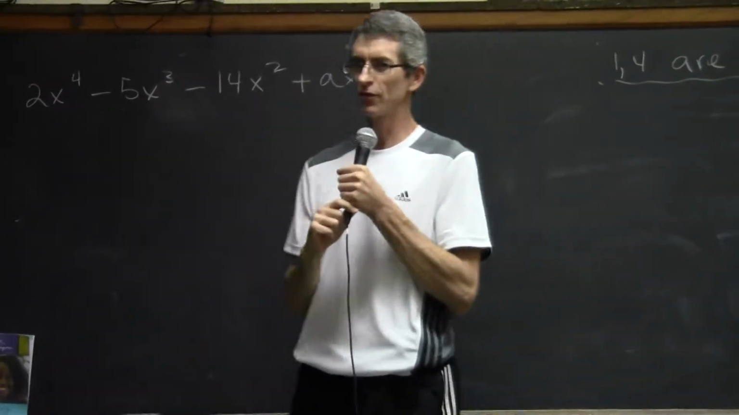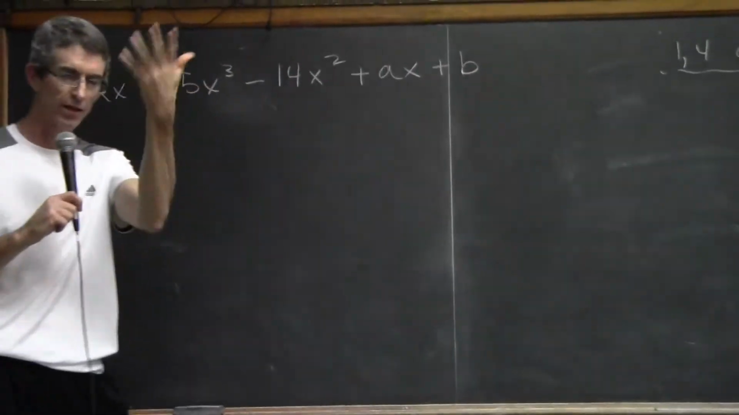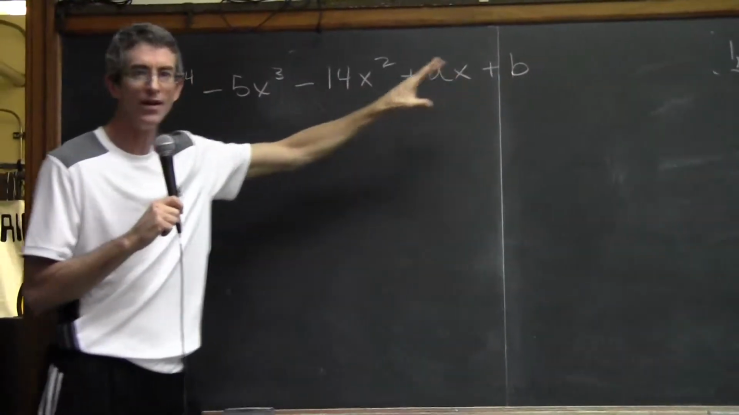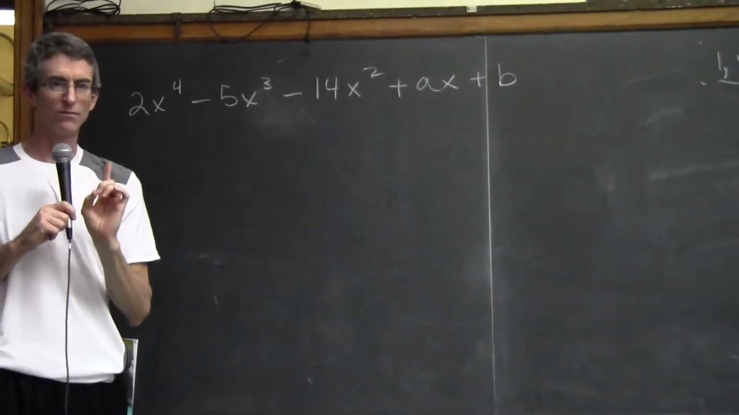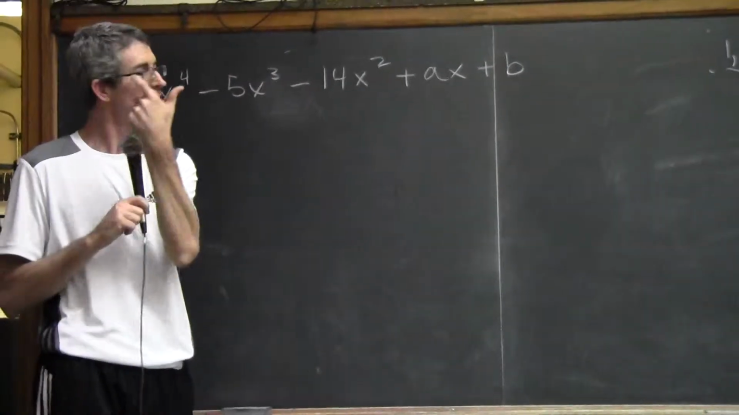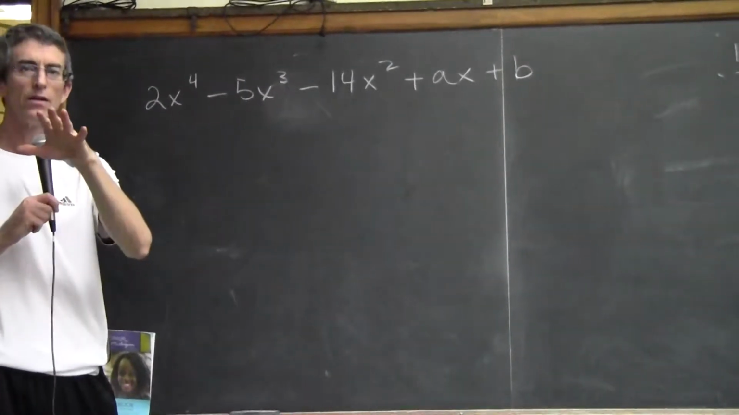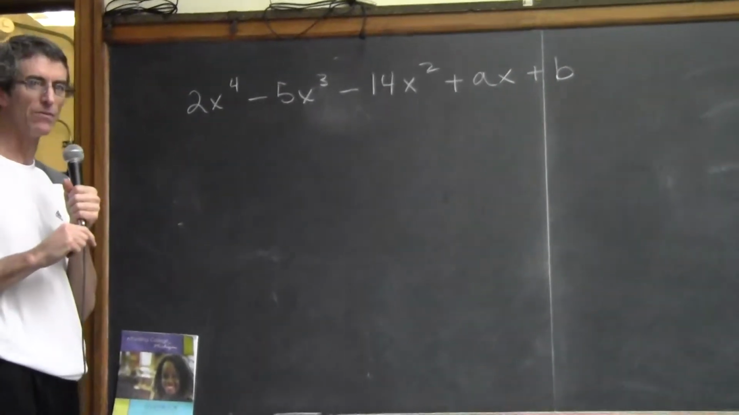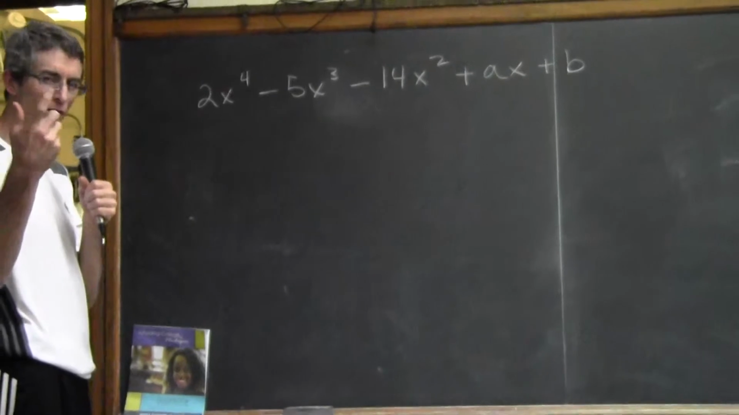Think about what that means for your synthetic substitution, your synthetic division. If we divided this whole big old thing by 1, the remainder should be 0. All right? And if we divide it again by 4, since those are both zeros, since they're both factors, the remainder is going to be 0 again. So using that, we're going to be able to solve for a and b. And let's just kind of work through it and you'll see.